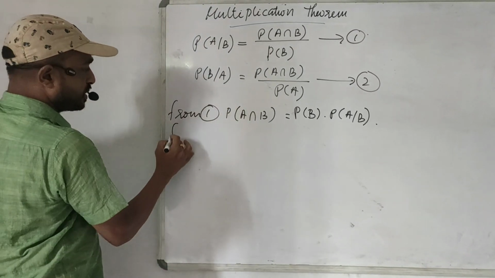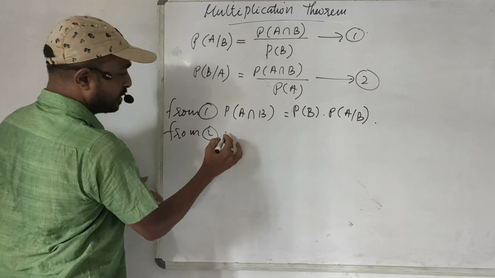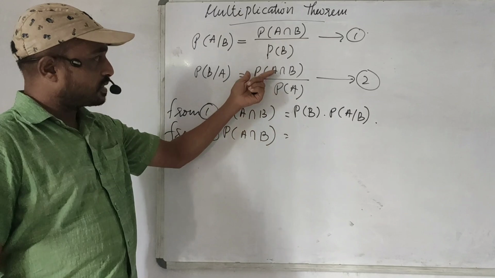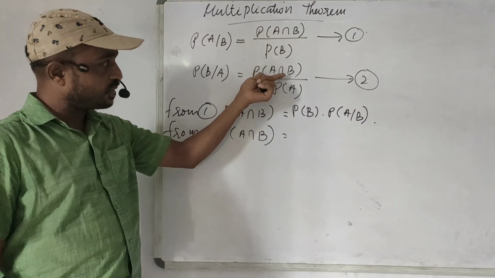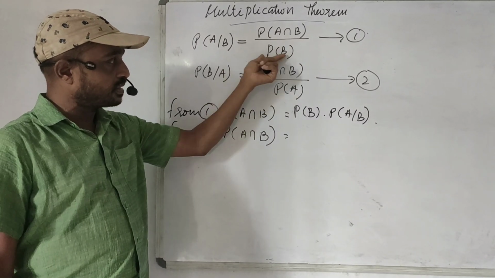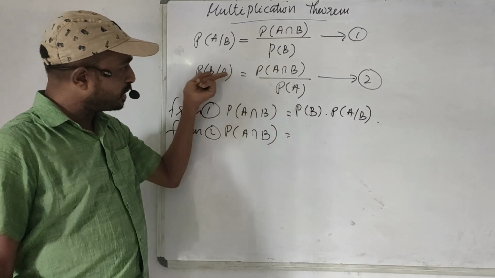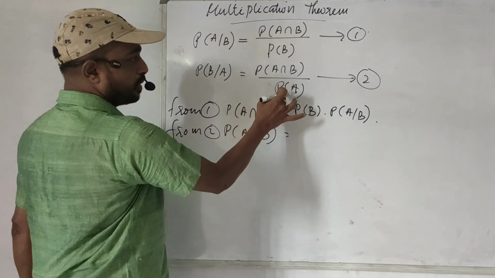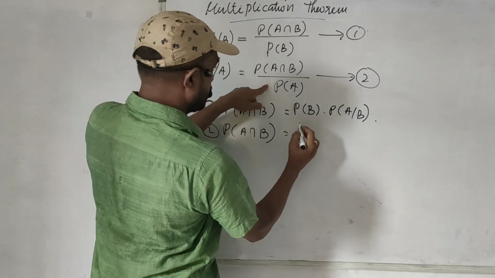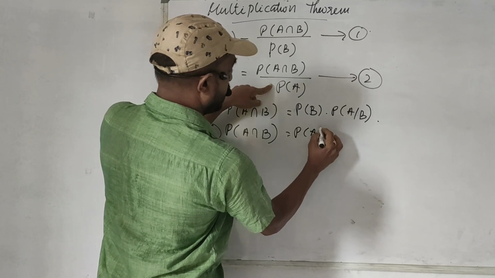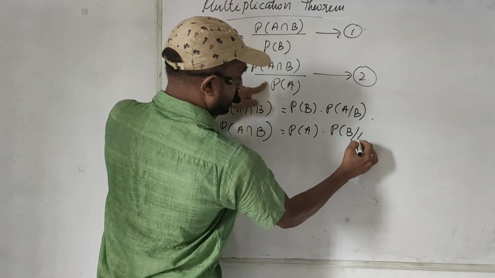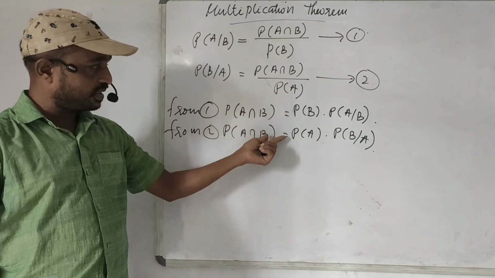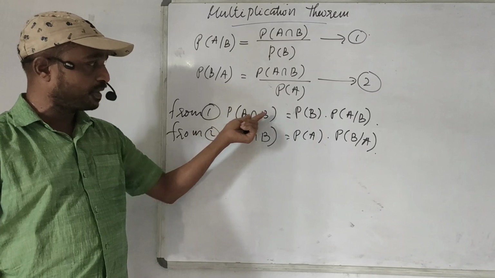See, from the second equation, what is P of A intersection B? See, this is the second equation. From this equation, P of A intersection B will be P of A into P of B given A. Isn't it? P of A intersection B is equal to P of A into this thing. So P of A intersection B is P of A into P of B given A. So these are the two expressions for finding out P of A intersection B.